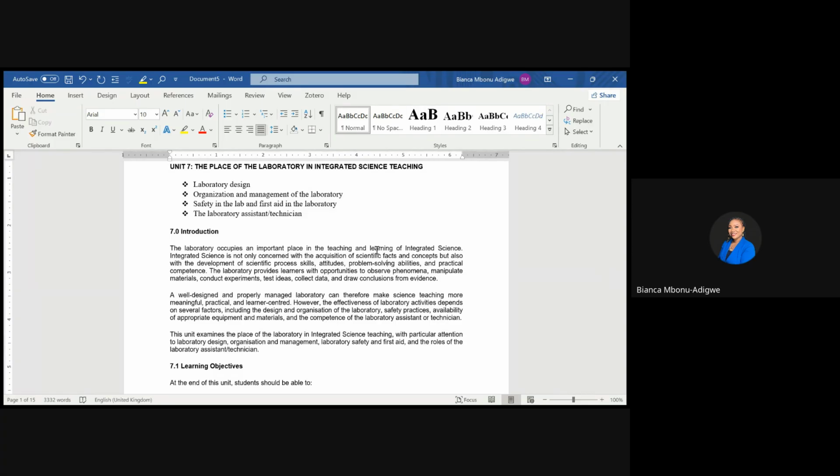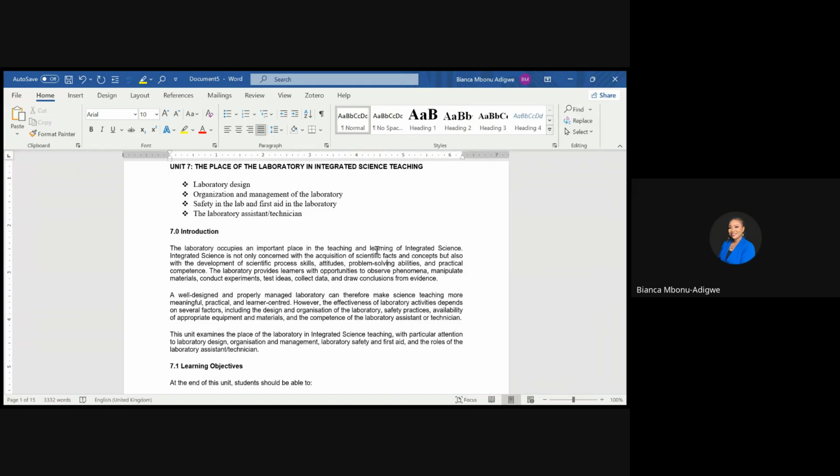So integrated science is not just about acquiring scientific concepts and facts and knowing how to define things. It's also about developing the science process skills, the attitudes, the problem solving abilities, the practical competence. It's not just about learning theories. Can you do things? Can you manipulate things? Can you carry out some simple experiments?